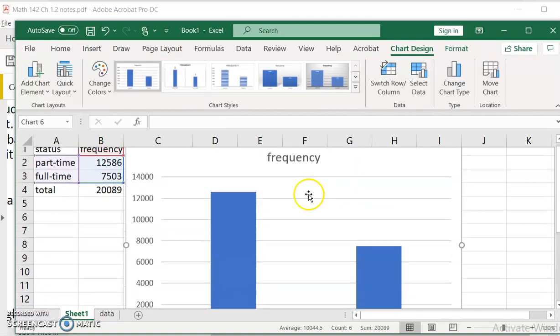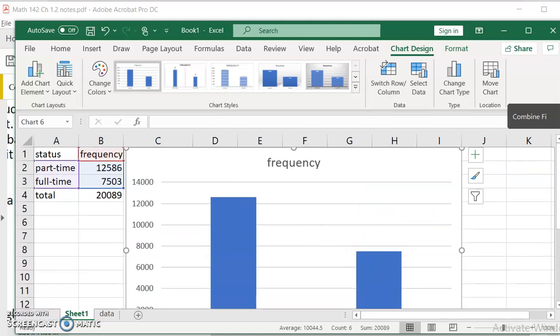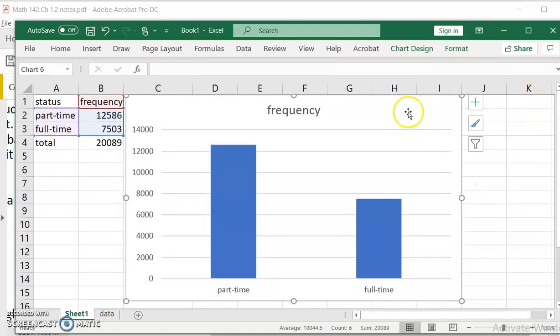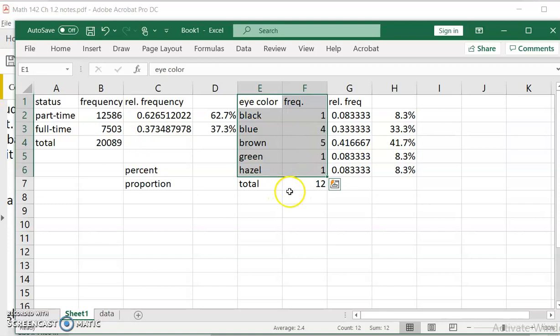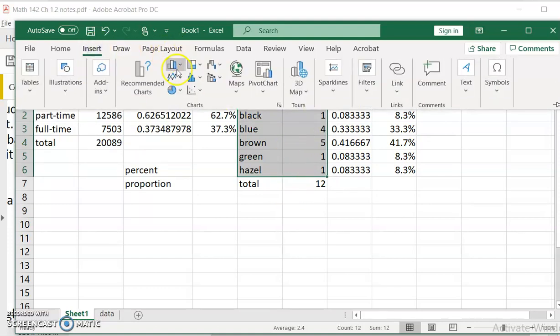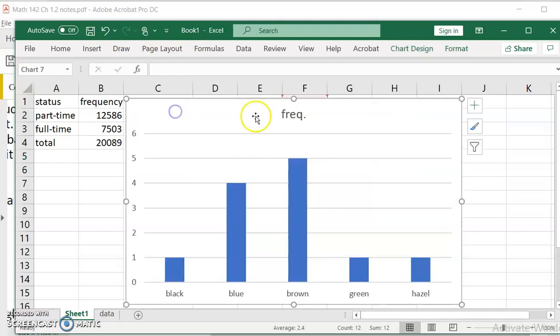Part-time, full-time. This is the graph. Okay. Maybe I'll give you more space. You can see it nicer, right? Like that. If you don't want it, you can delete it. Eye color and frequency. So now don't do the total because there's no meaning in drawing the total. Insert chart again. 2D. So you have all these different ones.